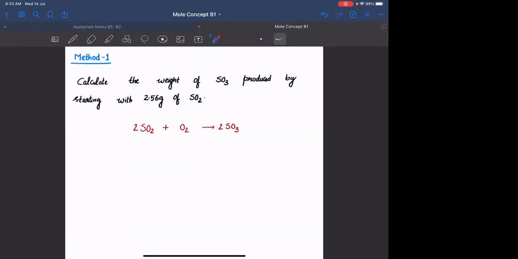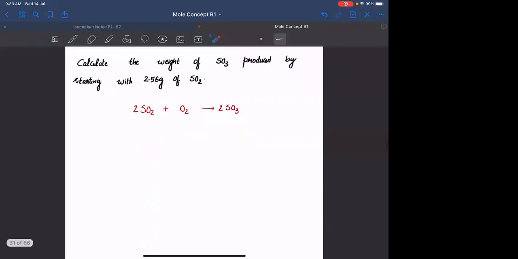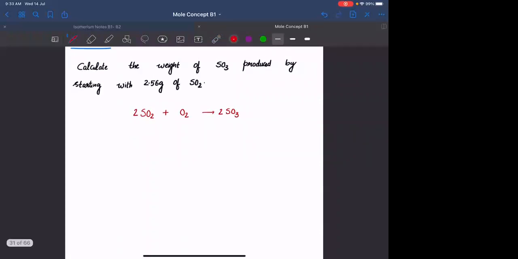Yes, sir. Okay. You can do the analysis in two different ways. One is by doing the analysis in terms of moles. The other is by doing the analysis in terms of mass. दोनों देखते हैं. Method 1 देखते हैं. What is the initial amount taken? Initial amount of SO2 is 2.56 grams. Please convert this into moles.